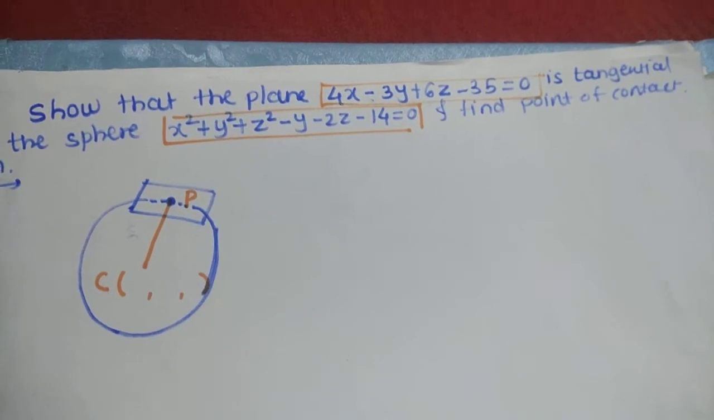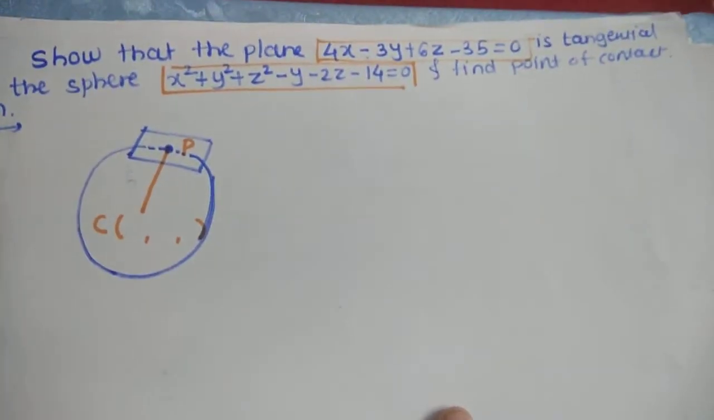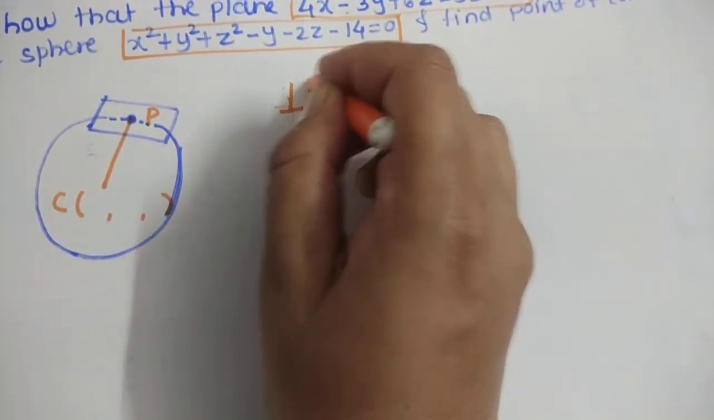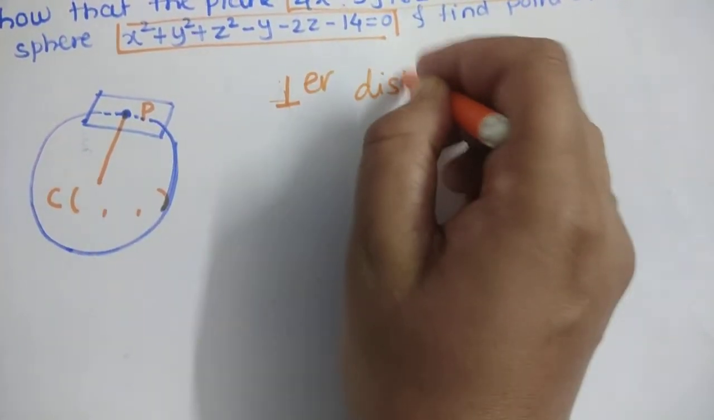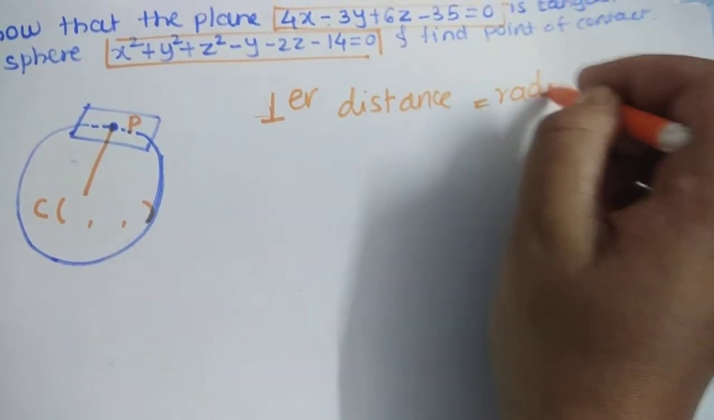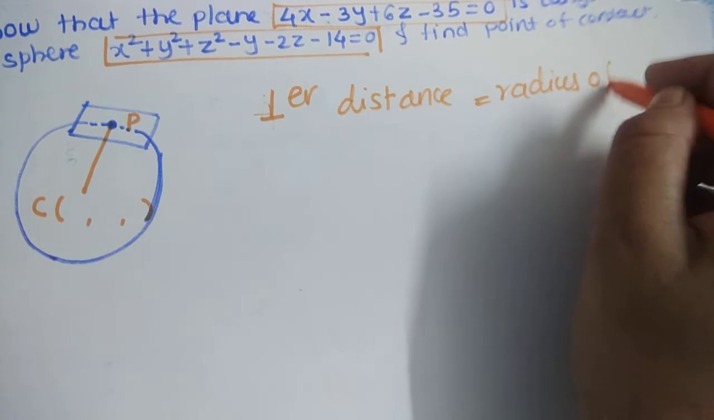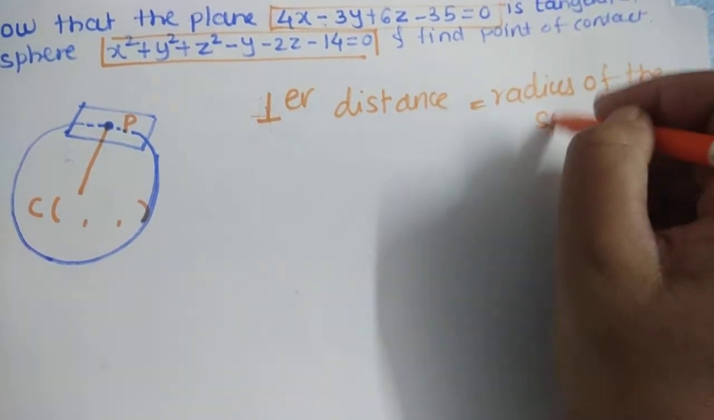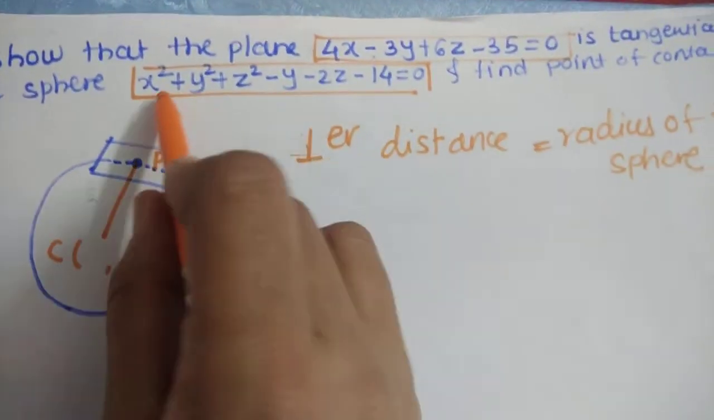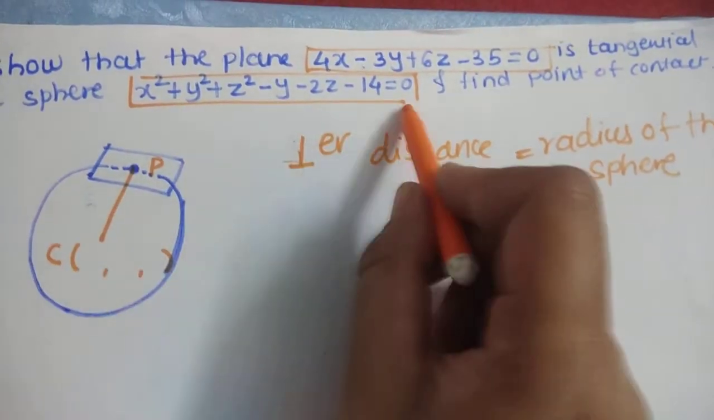Now we know that to show that the plane is tangent plane, we have to show that the perpendicular distance is equal to the radius of the sphere. If the perpendicular distance is equal to the radius of the sphere, then the given plane is what? Tangent plane. Now we have the equation of the sphere and compare with the general equation.